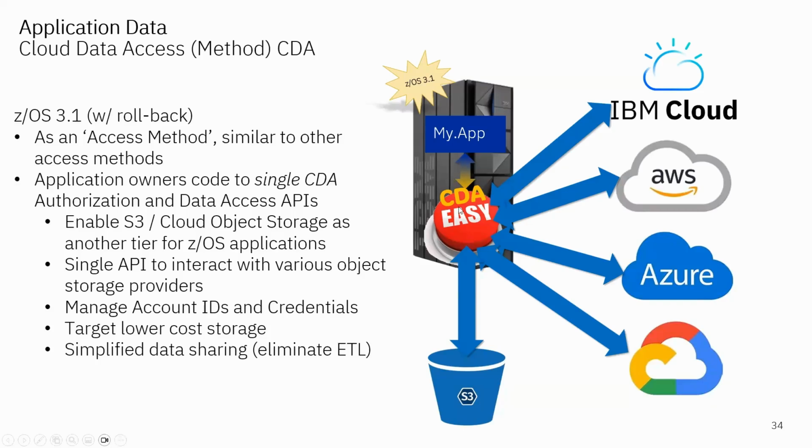And so what's an access method? The whole purpose of an access method is to make something simpler. And so that's the whole point of cloud data access, is to make that simpler. We call it the easy button.